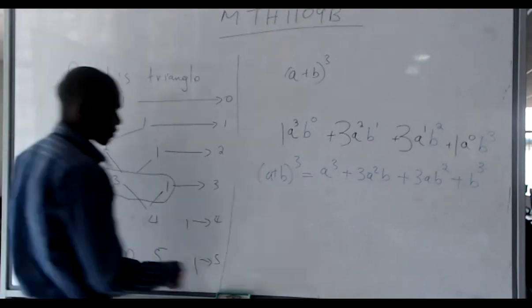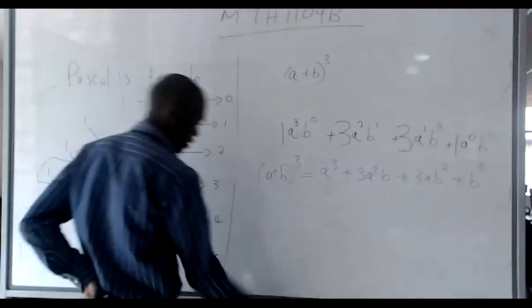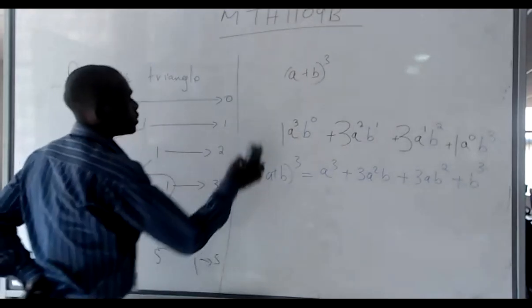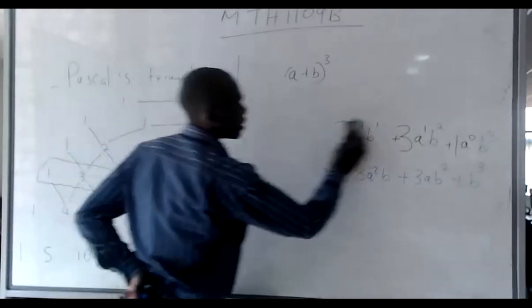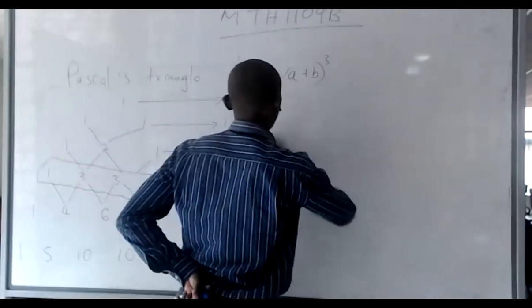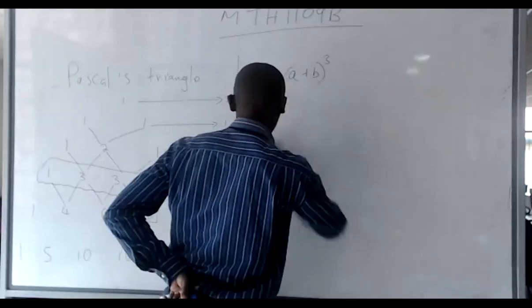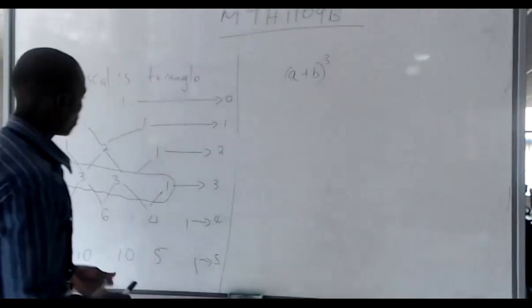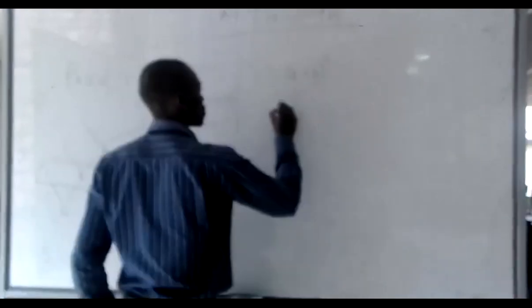Okay. We want to expand A plus B cubed. So the first step is to obtain binomial coefficients.